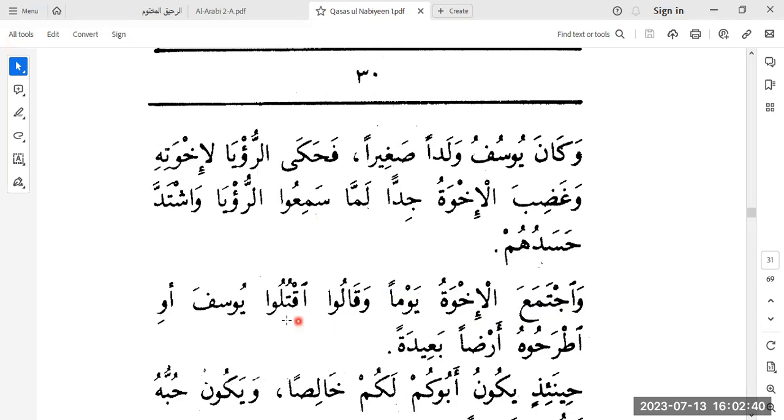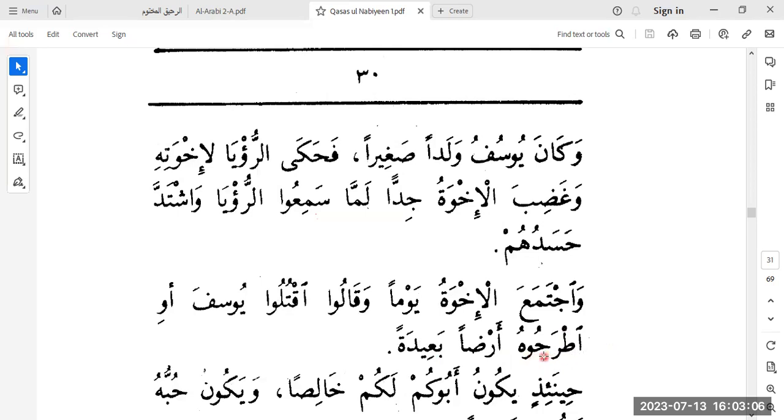Waqalu, and they said, Uqtulu. So this is fairly Amr. This is Amr, Uqtulu Yusuf. So they said, kill Yusuf. So wa will be the file, and Yusufa will be the mafulun bihi mansub. Aw itrahuhu. So the root letters are ta, ra, and ha. Ta, ra, and ha. Wa itrahuhu ardan ba'idan.